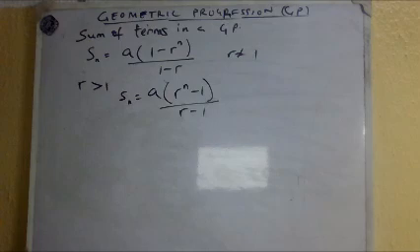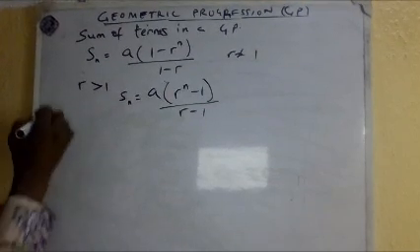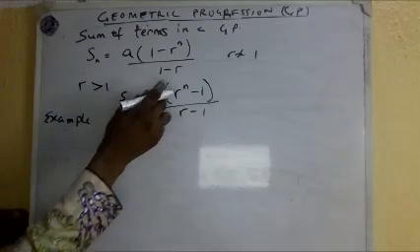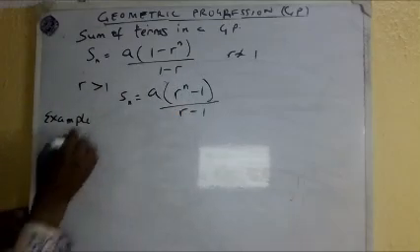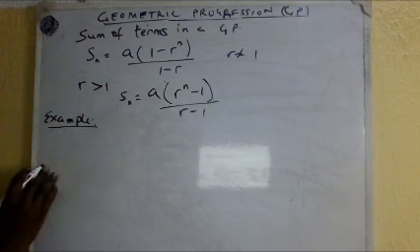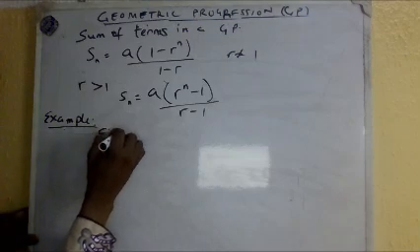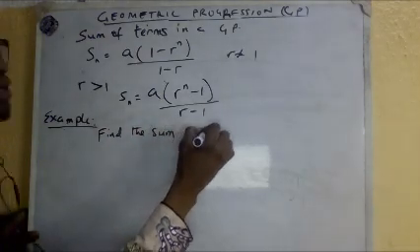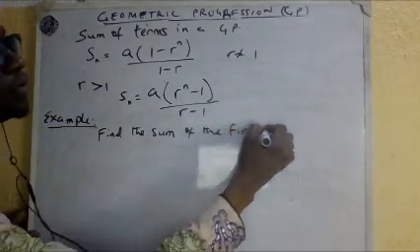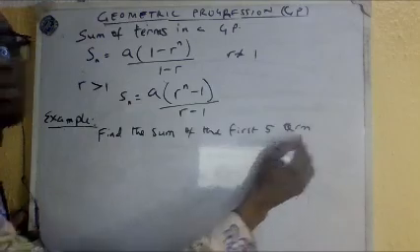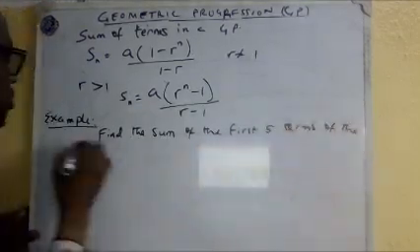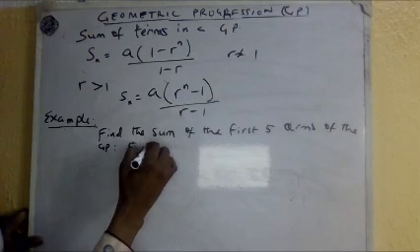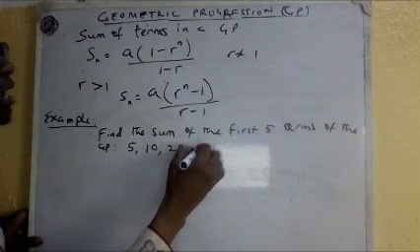That's the formula. So let's quickly apply this example. So sum of terms in the GP. Please note the definition. A is first term, R is common ratio, and N is the number of terms that we're considering. So we say we should find the sum of the first 5 terms of the GP. So the GP is given as this: 5, then 10, then 20, and so on.